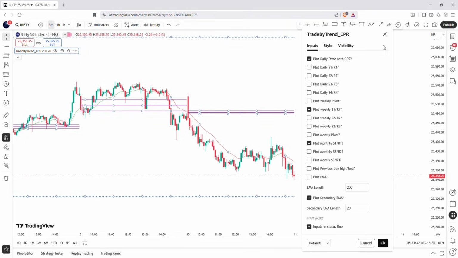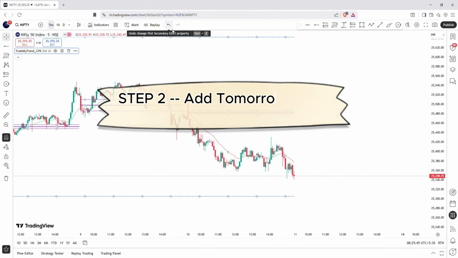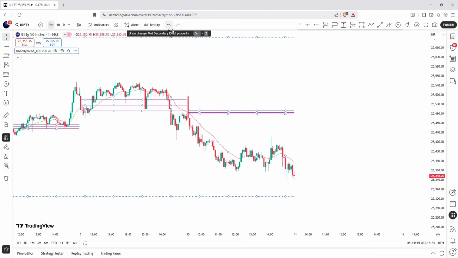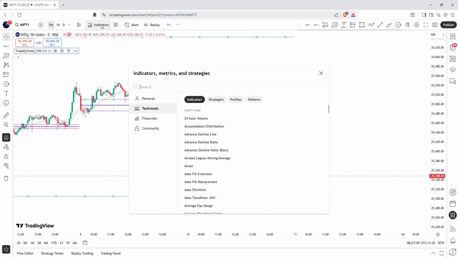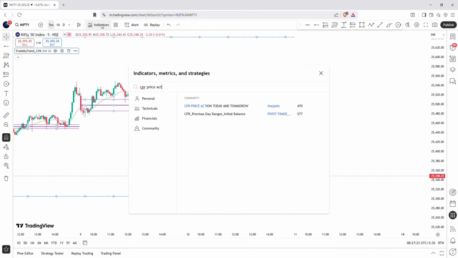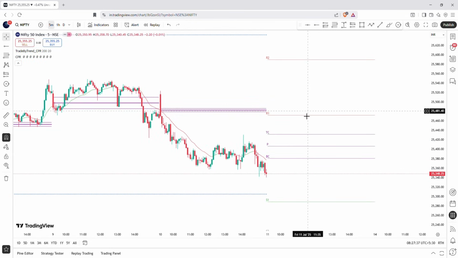Next, we can go for step 2. Add tomorrow's CPR levels. The second indicator I use is Tomorrow CPR by the Jetin. This is a game changer for next day planning. To add this, again click on indicators. In the search tab, type CPR price action today and tomorrow. Look for the one by the Jetin. Click to add it. You can see here in the chart the indicator is added.